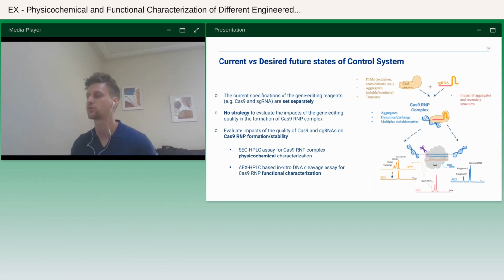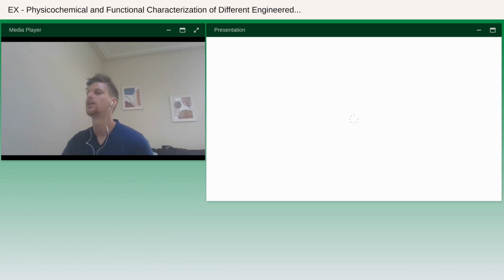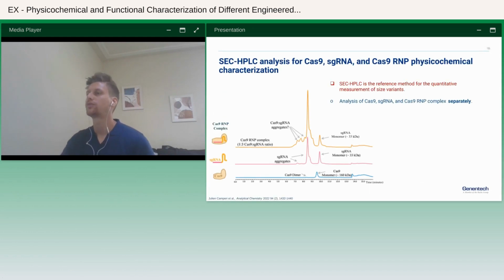So it's for this reason that we tried to develop some HPLC methods in order to have more information on the Cas9 RNP complex formation. First of all, we decided to develop a SEC method. SEC is a reference method for the quantitative measurement of size variants. And here it was interesting.